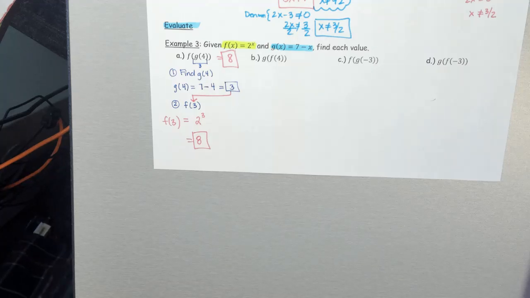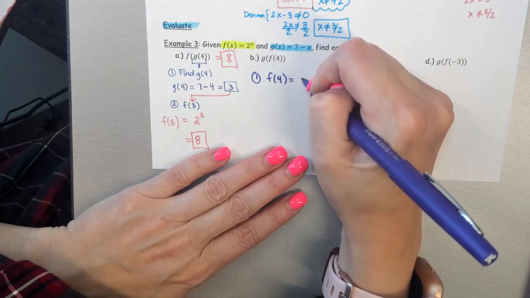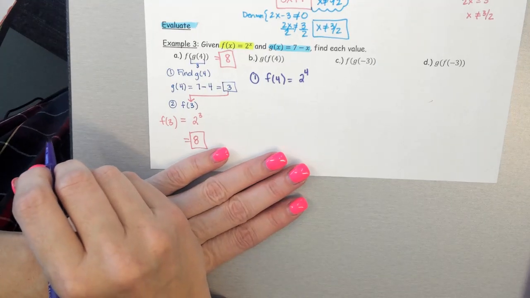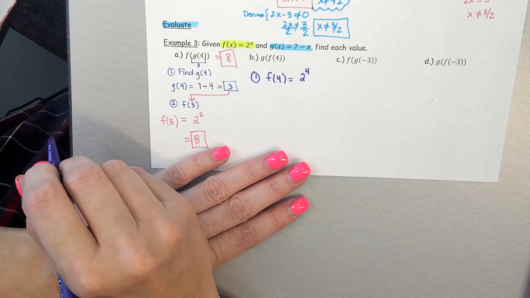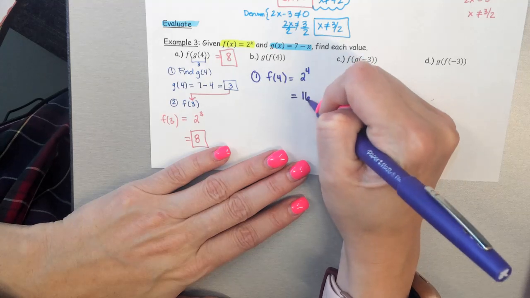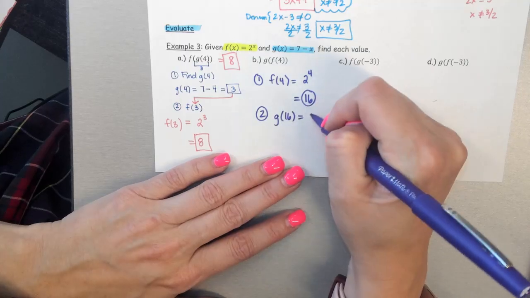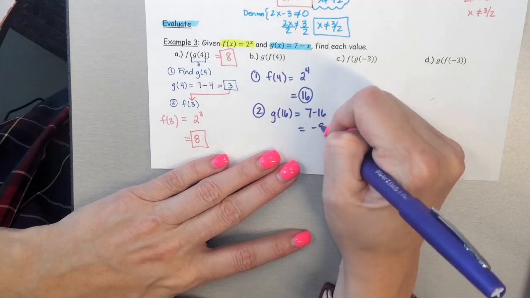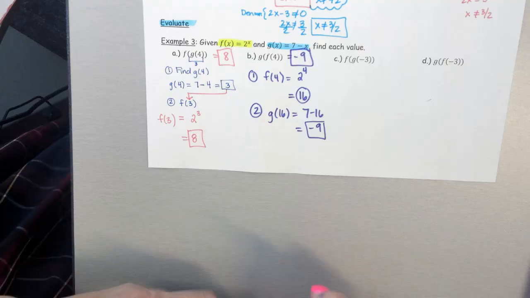No, we're ready. Okay. So for your first step, your f of 4 is just 2 to the 4th. So 2 times 2 times 2 times 2. What's 2 times 2? 4. 4 times 2? 8 times 2? 16. Then we're going to find g of 16. So 7 minus 16 is going to be, what did you guys get? Negative 9. Great. So your final answer is negative 9. That is the final answer.